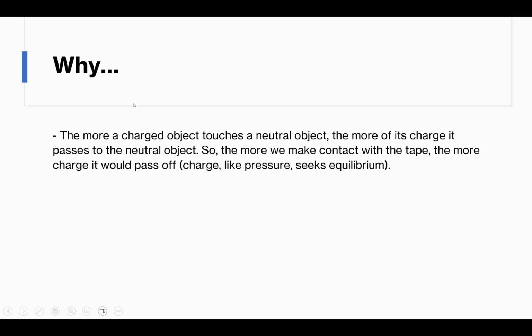And for why, the more a charged object touches a neutral object, the more of its charge would pass to the neutral object. My hand progressively became charged as I was making U-tapes, so the more we make contact with the tape, the more charge it would pass off. Charge, like pressure, seeks equilibrium.